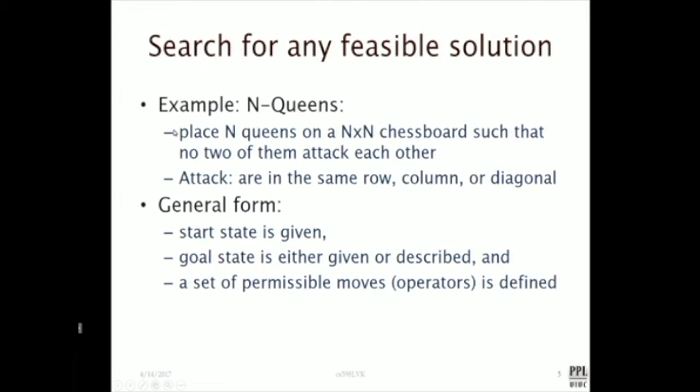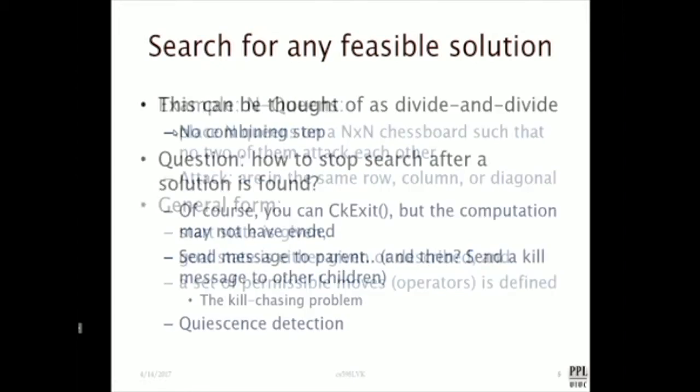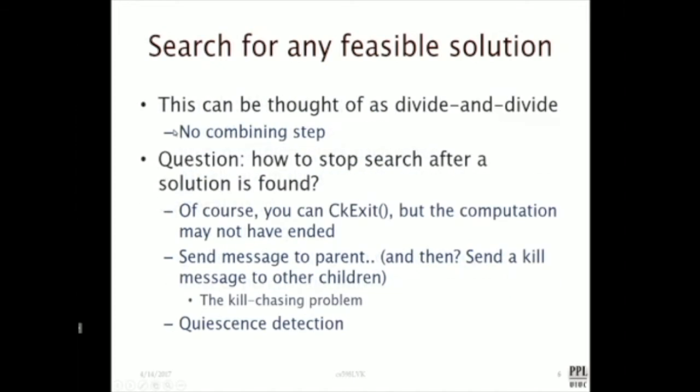One problem is to find all 92 solutions. Another problem is to find a solution, right? And so those two problems are different in terms of their parallel performance characteristics. If you're looking for just any one feasible solution, as soon as you find one, you want to stop. Then how do you stop the search after the solution is found?